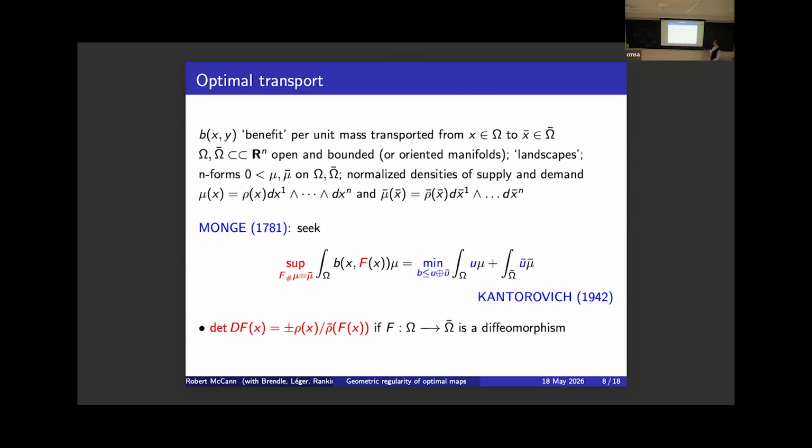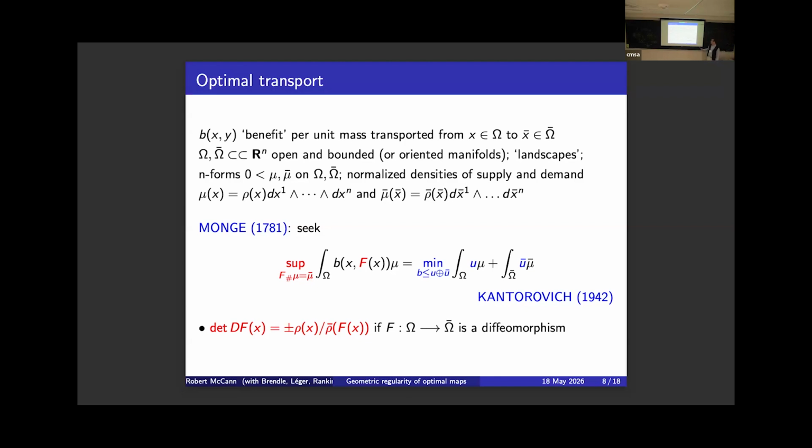The dual says, let me look for pairs of a function u over here and a function u bar over there, such that the sum of u of x plus u bar of x bar is always bigger than the benefit of x, x bar. And among such pairs u and u bar, if I try to minimize the mu expectation of u and the mu bar expectation of u bar, the minimum value I get will coincide with the supremum.